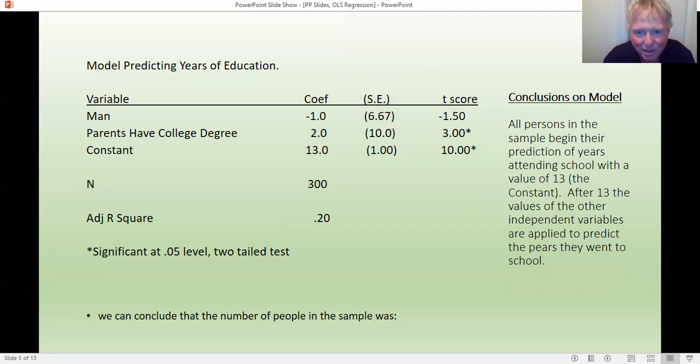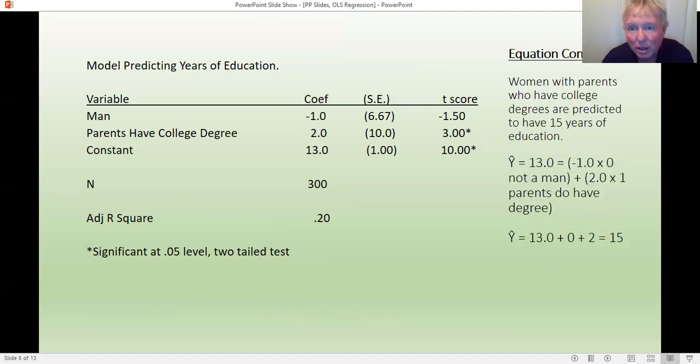So, as I did before, you start out with 13, then you ask, is this a man or not? If it is, you subtract 1 for 12. Then you ask, does this man have parents with a college degree? If they do, you add 2.0, and then you would predict that the man would have 14 years of education. That would be the prediction. Women with parents who have college degrees are predicted to have 15 years of education.